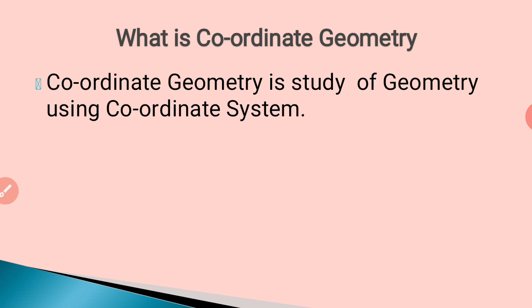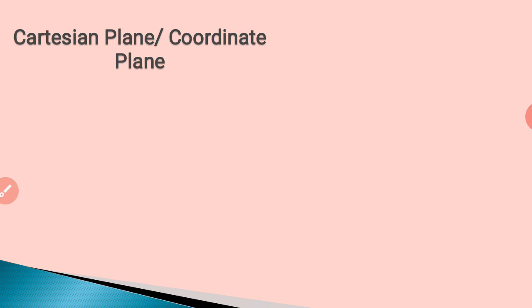Let us first of all try to understand what coordinate geometry is. So now if I ask the question, what is coordinate geometry? Then it is the study of geometry using coordinate system. So let us see what this coordinate system is. Now, exactly in front of your eyes, what you can see is a plane. This plane is known as a Cartesian plane or a coordinate plane.